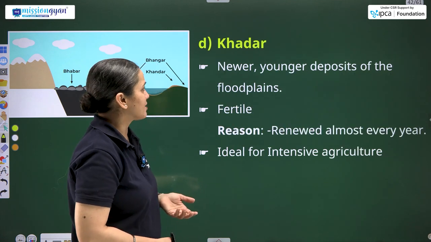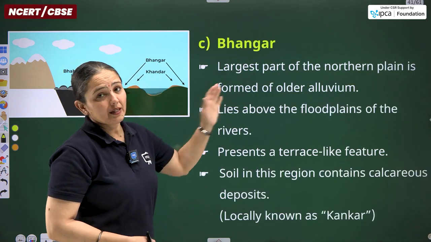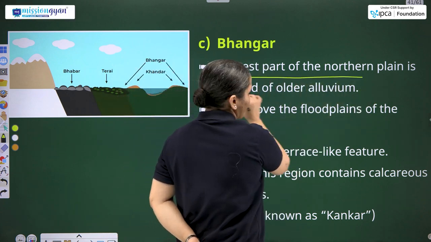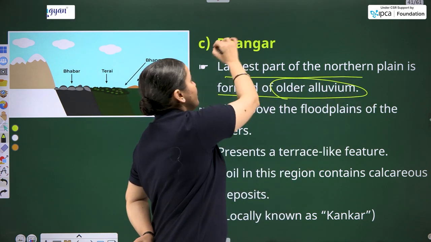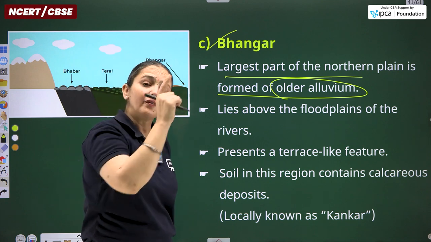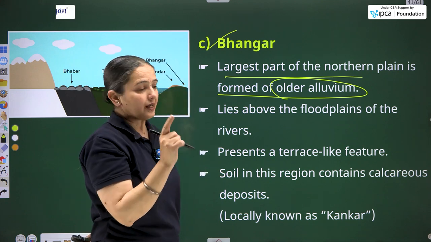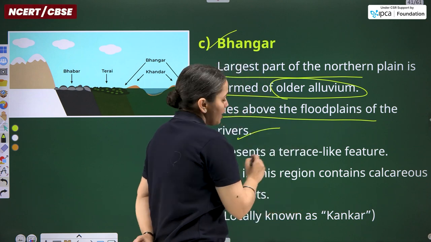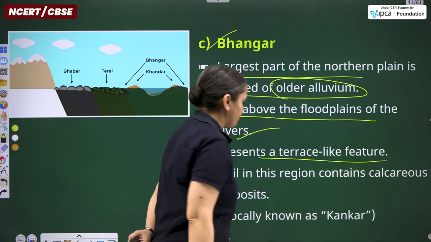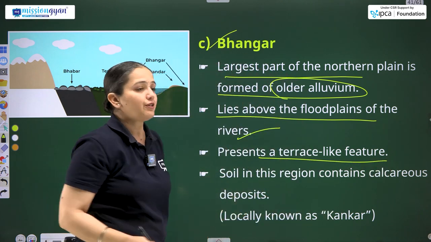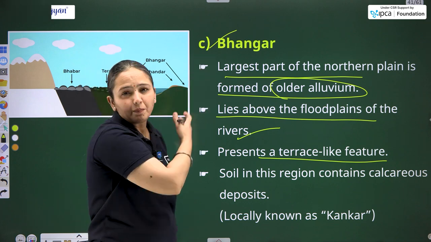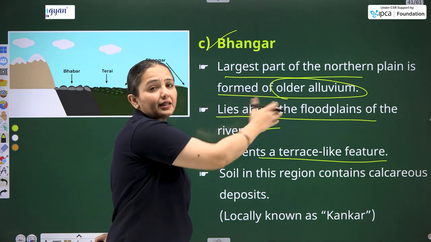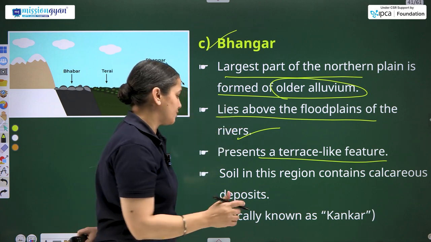So moving ahead with Bhangar now. The largest part of the northern plain formed of older alluvium is known as Bhangar and the new alluvium is known as Khadar. It lies above the floodplains of the rivers and presents a terrace-like feature. So all these are the prominent features of Bhabar, Terai, Bhangar and Khadar. We have to learn all these points.